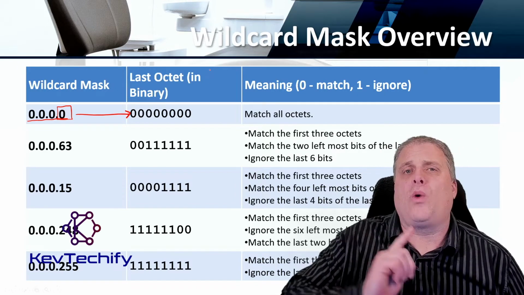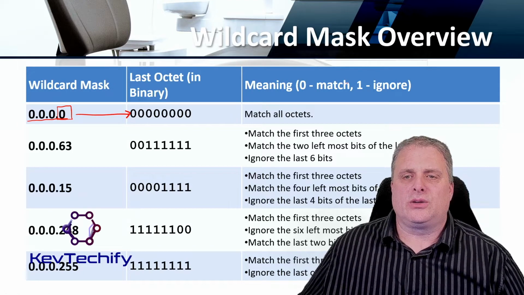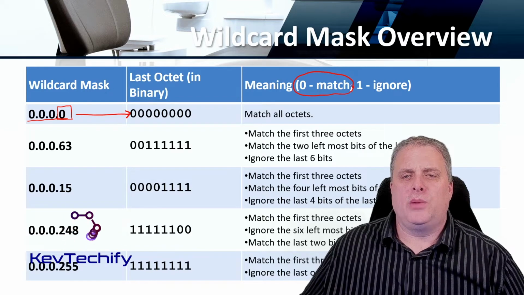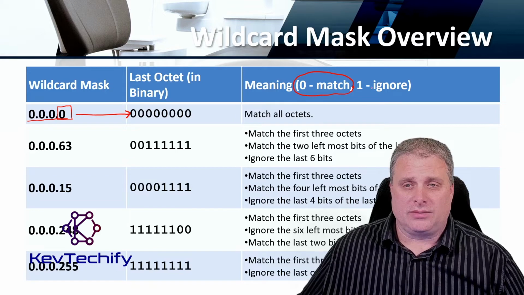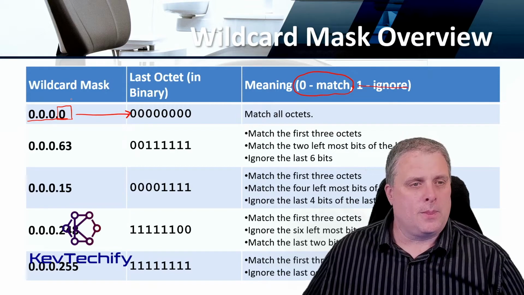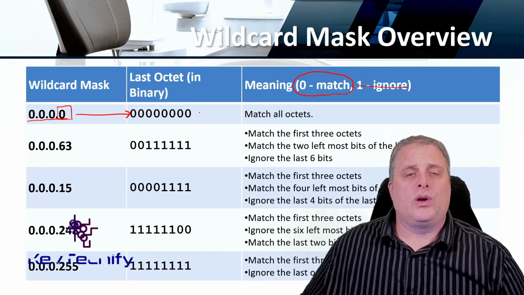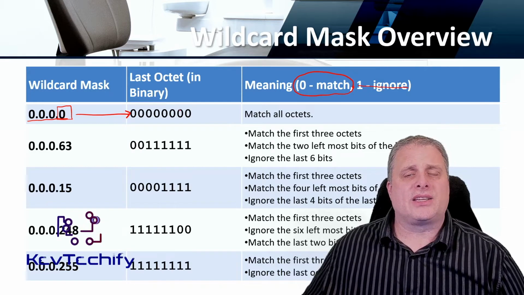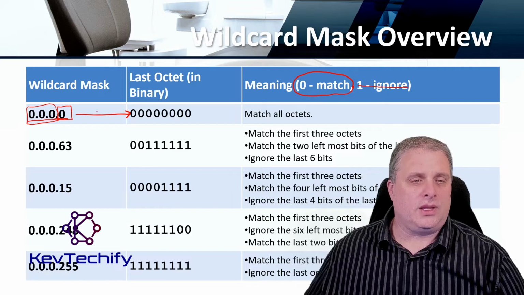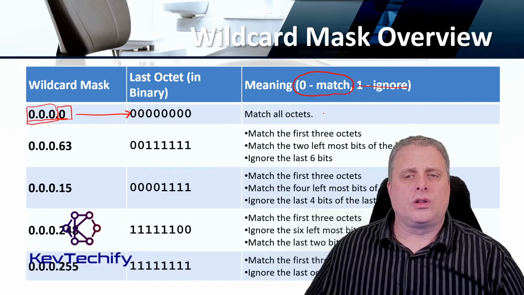Now, remember, in a wildcard mask, remember what they mean. The meaning here is the 0s we want to match. We want to make sure that we match those where the 0s are, and then we ignore where there's a 1. When we look at this last octet, we have 8 zeros. We want to match all the octets. First 3 octets here were 0s. And then the last one, we have all 0s. So the fourth one, we want to match all of these octets.